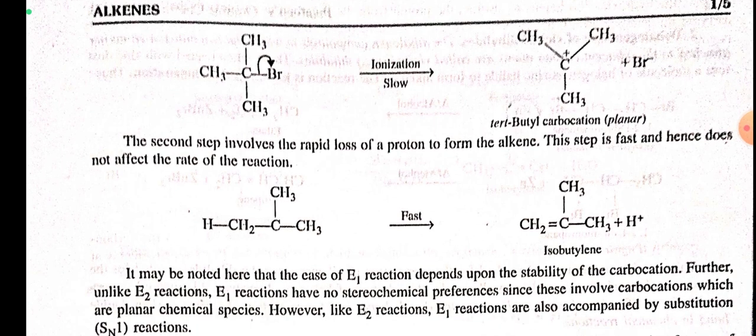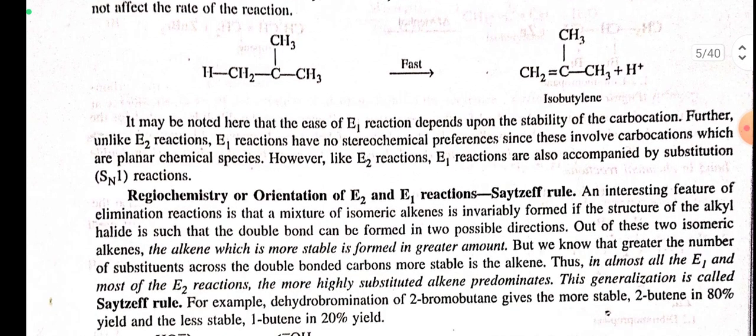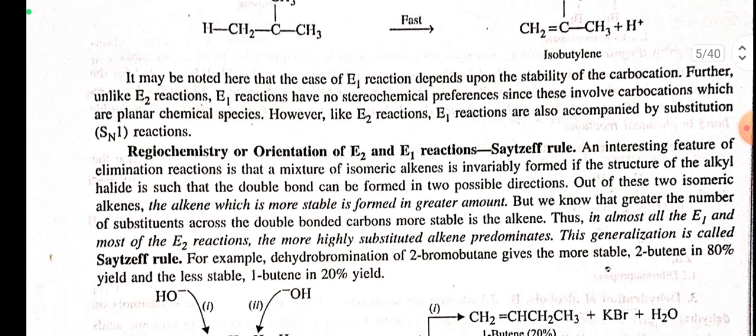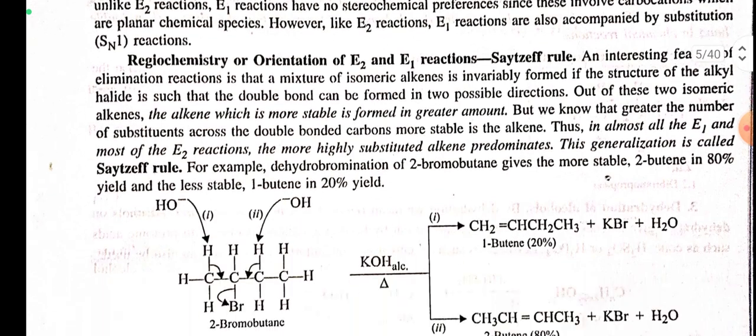The second step involves the rapid loss of a proton to form an alkene. This step is fast and hence does not affect the rate of reaction. It may be noted here that in case of E1 reaction, the rate depends upon the stability of the carbocation. Further, unlike E2 reactions, E1 reactions have no stereochemical preferences since they involve carbocations, which are planar chemical species. However, like E2 reactions, E1 reactions are also accompanied by substitution as SN1 reactions.